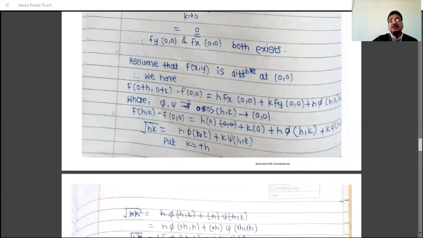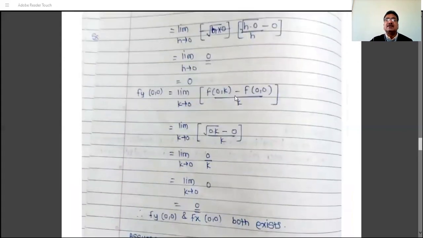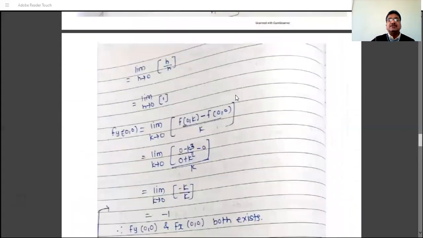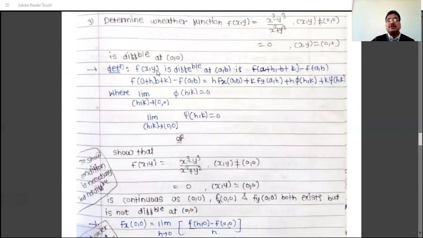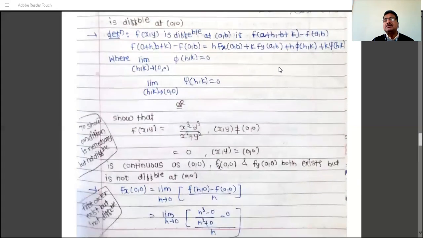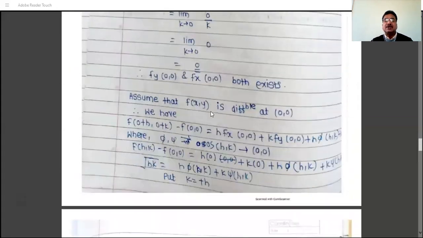Therefore, by using the definition of differentiability, we have f(0+h, 0+k) minus f(0,0) expressed in the form h fx(0,0) plus k fy(0,0) plus h phi(h,k) plus k psi(h,k). Just substitute. The function is differentiable at (0,0), so use this definition. When the function f(x,y) is differentiable at (a,b), f(a+h, b+k) minus f(a,b) is expressed in this form, where phi and psi tend to 0 as (h,k) tends to (0,0). So we substitute a and b as 0. What do we have? f(0+h, 0+k) minus f(0,0) is h fx(0,0) plus k fy(0,0).